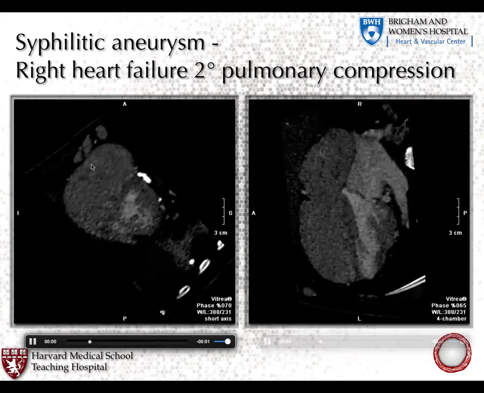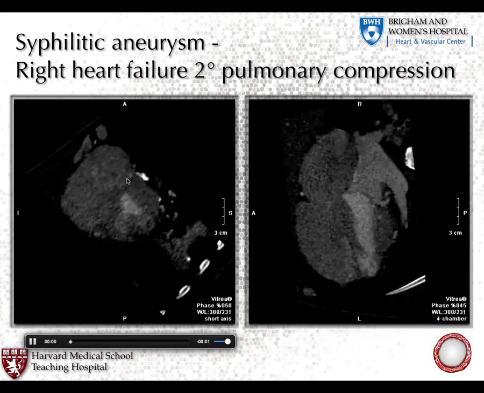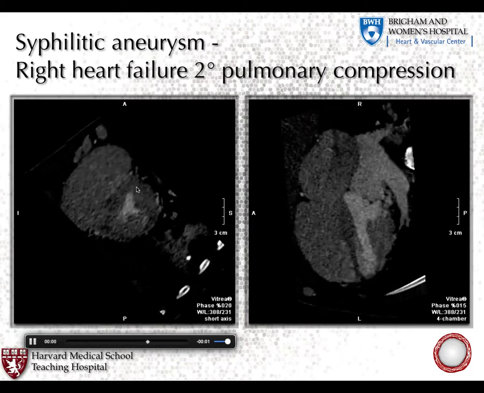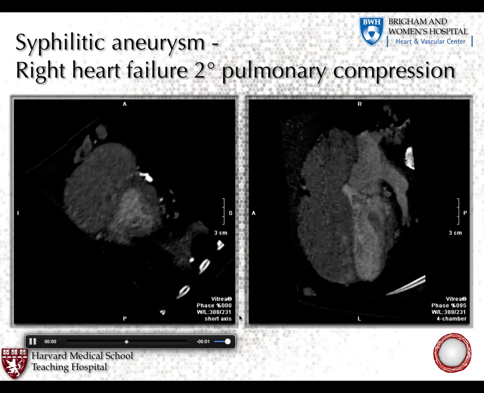You can see the massive right-sided pressure being greater than the left-sided pressure here. We see a D-shaped ventricle, flattening of the septum here.